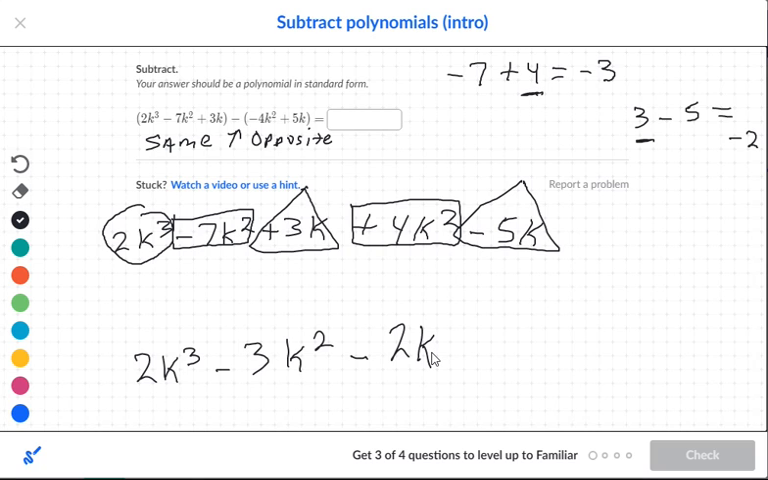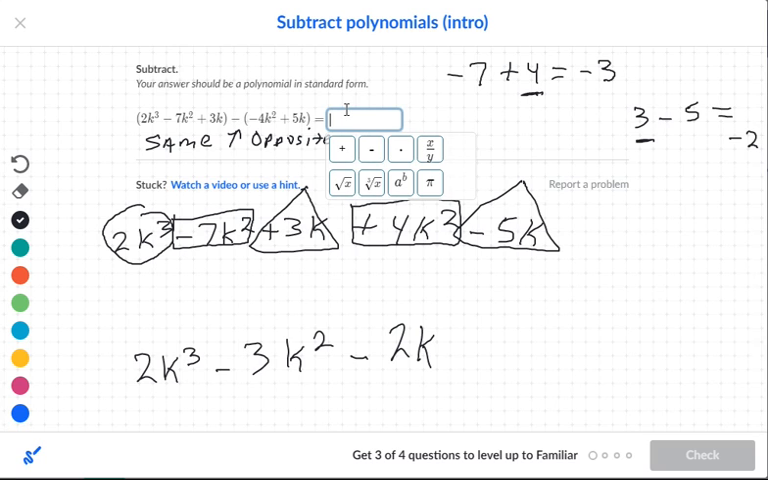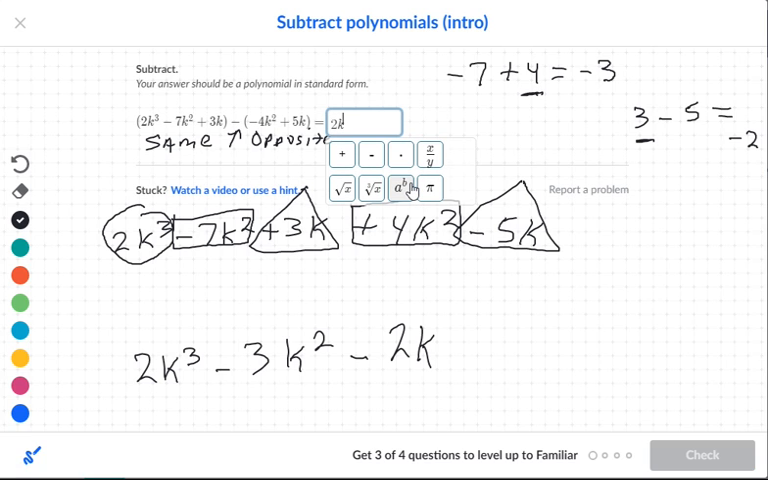I wrote this in standard form, and I got my highest degree, which is 3, followed by 2, followed by the 1. So I'm going to type in my answer. I'm going to go 2k. Now I need to use my AB key to put in my exponent. So I'm going to put this to the third power.